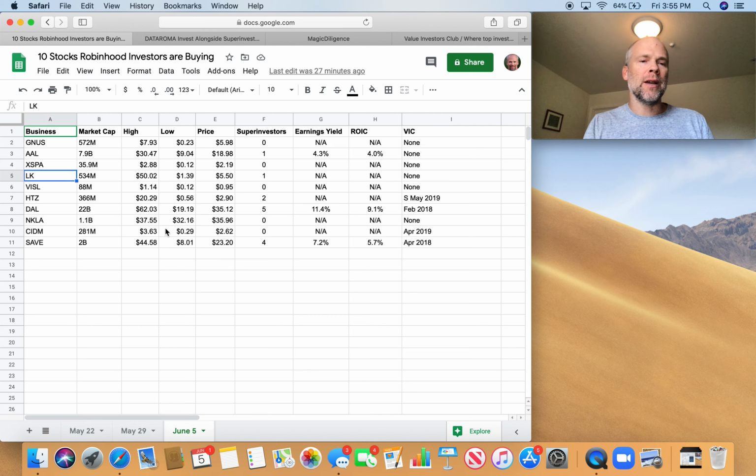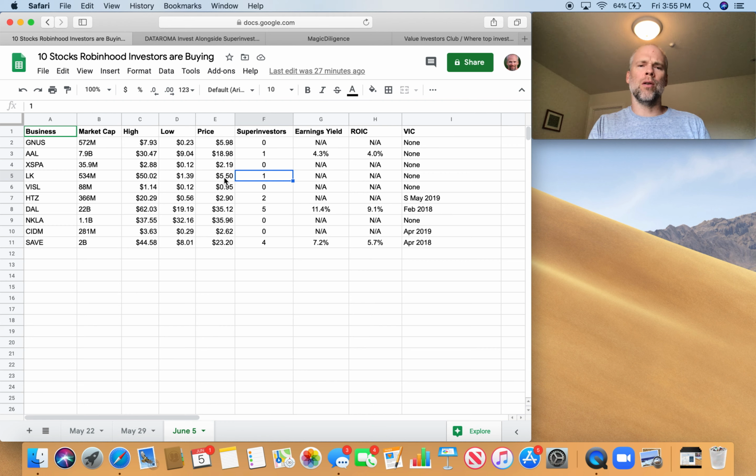Luckin Coffee. So this is a Chinese coffee chain, okay? Huge tank. I mean, look at that. That's an insane drop. Almost, what is that? A 97-ish percent drop? That's crazy. Just in 2020. And it bounced back a little bit. It's at 550. Now, there is one super investor who owns Luckin Coffee. So that's something.